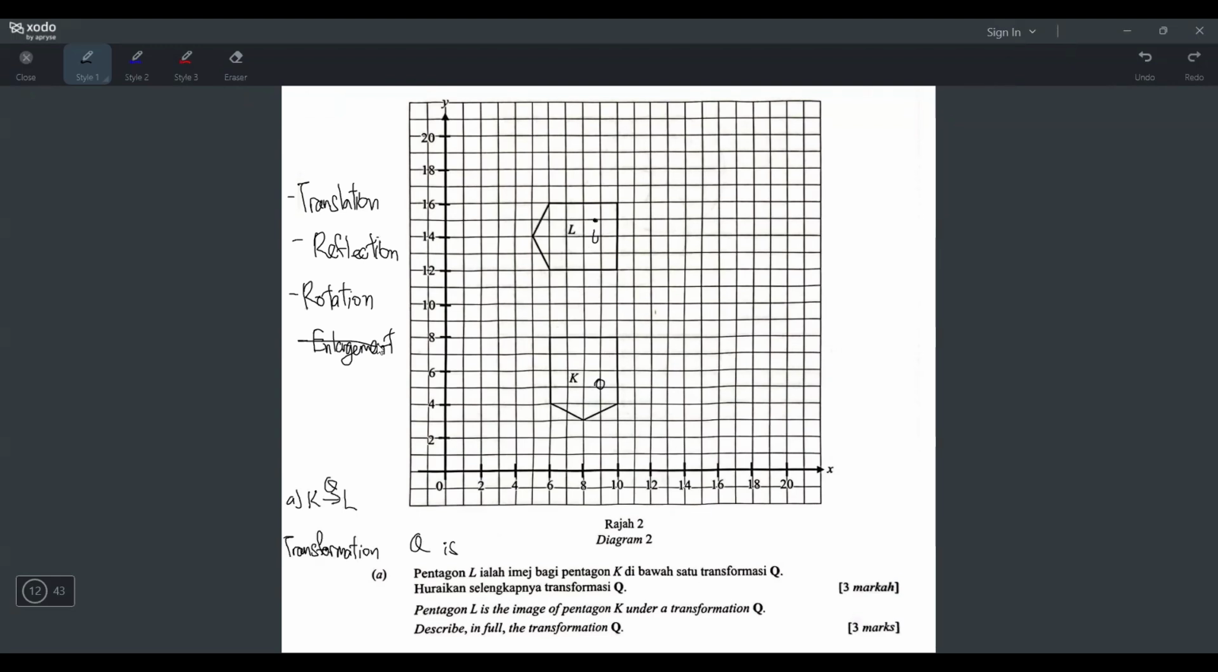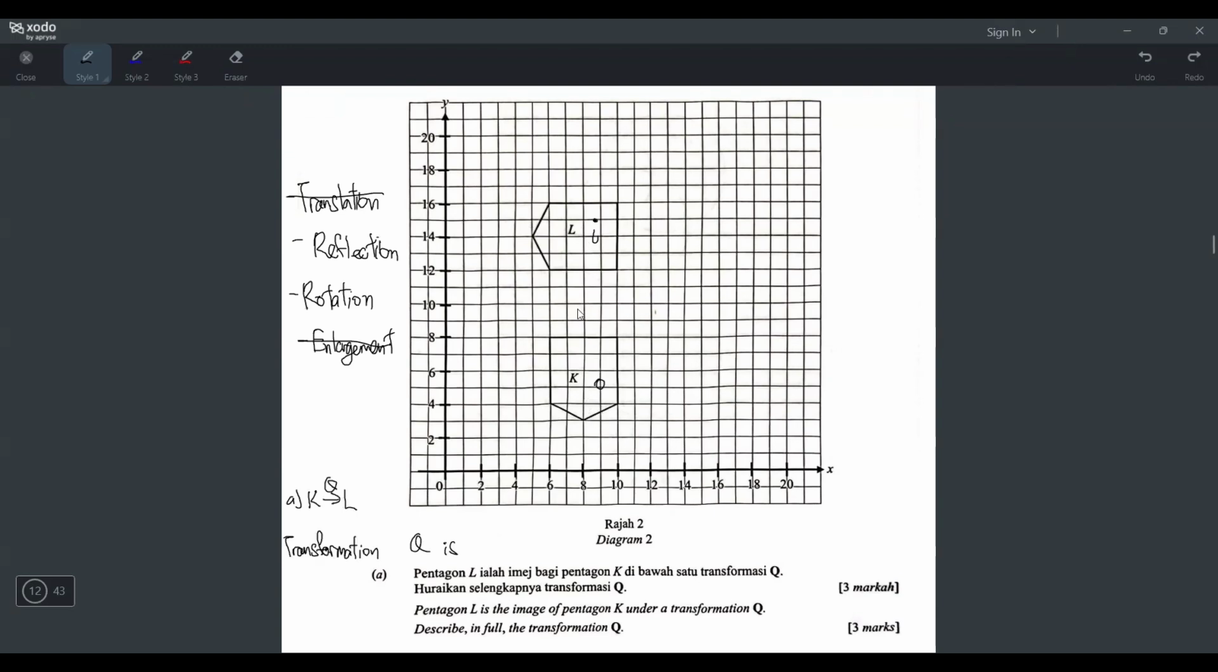Now we will check whether it's translation or not. Translation means you take the object and just drag it left, right, up, down, just drag like that. I can tell you straight away it's not translation, because if you look at this sharp part, can you see it's pointing down? But the image is pointing to the left, right? It means the orientation changed.